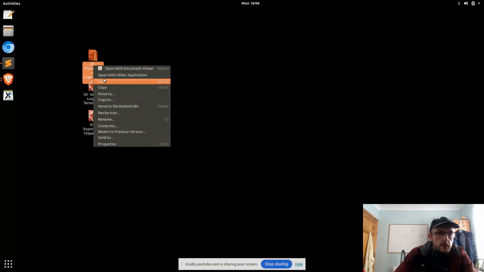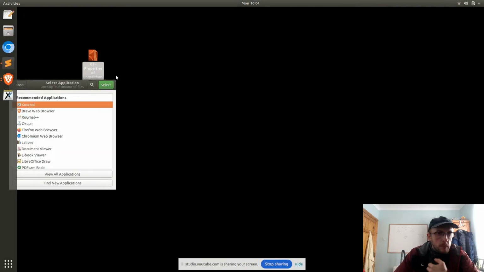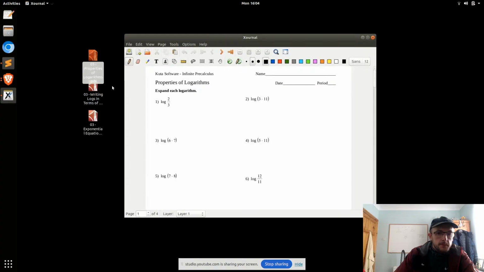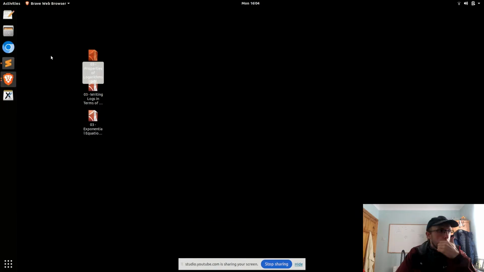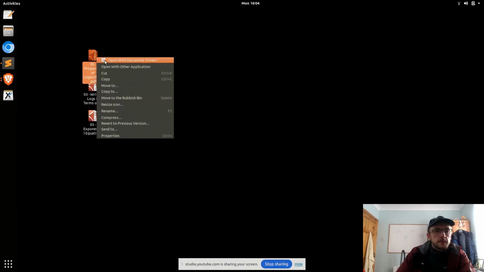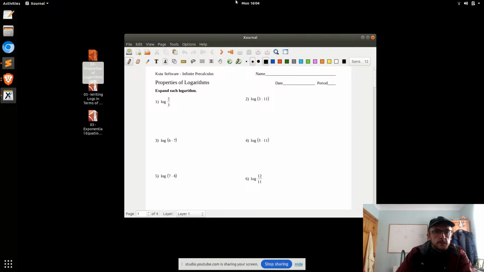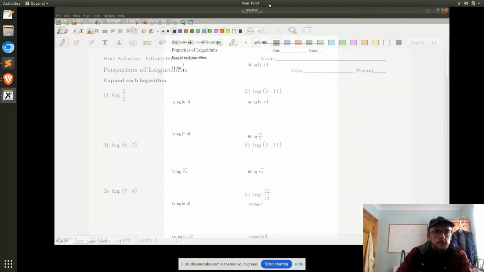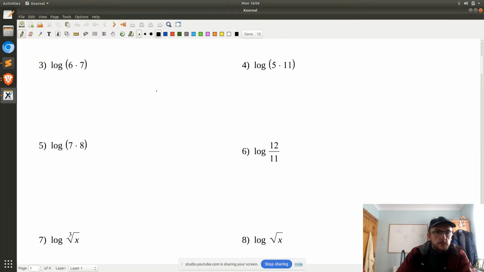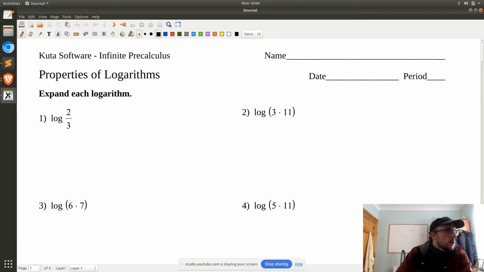Right, properties of logarithms. Okay, so it says expand each logarithm.